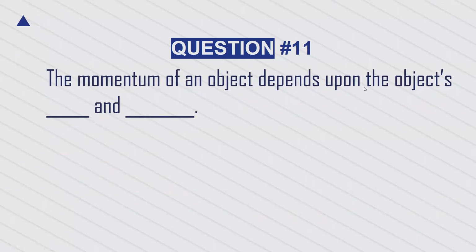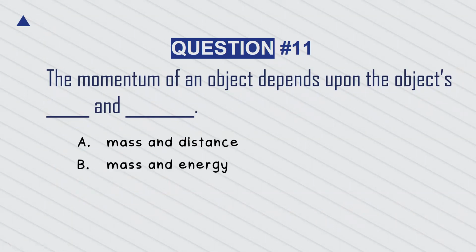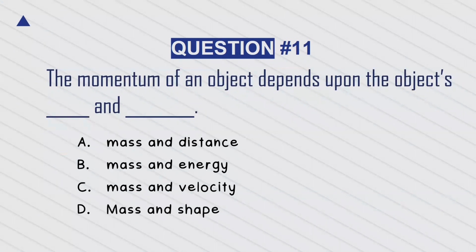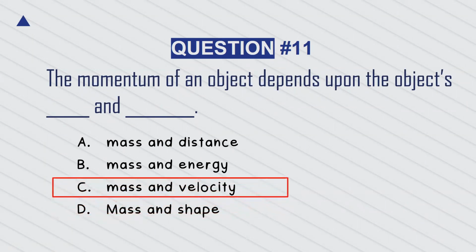The momentum of an object depends upon the object's blank and blank. Is it A, mass and distance, B, mass and energy, C, mass and velocity, or D, mass and shape? The correct answer to this one is, of course, mass and velocity.